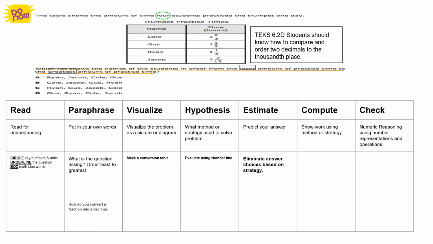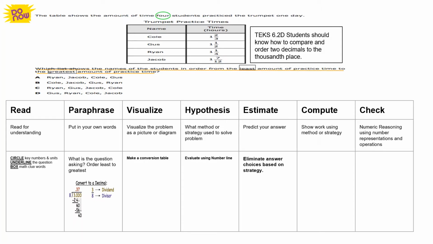Now, I want to ask myself a question. How do I convert a fraction to a decimal? I convert a fraction to a decimal by using the numerator as my dividend and the denominator as my divisor. Basically, the denominator will be on the outside of the box and the numerator will be on the inside.